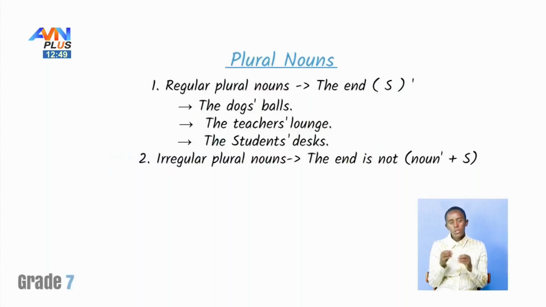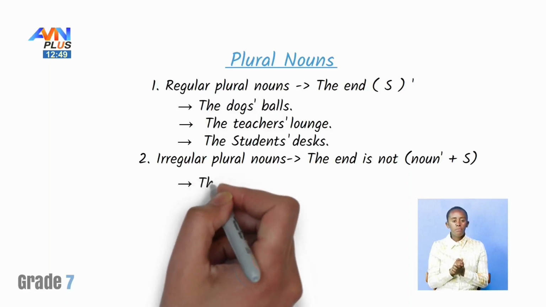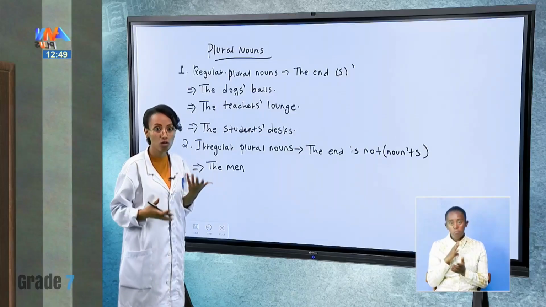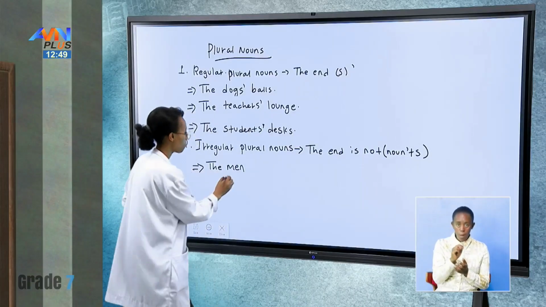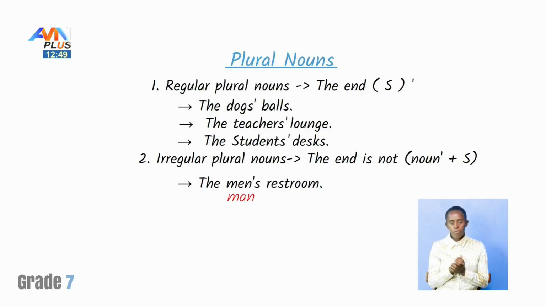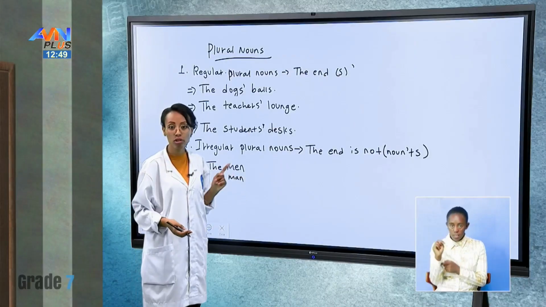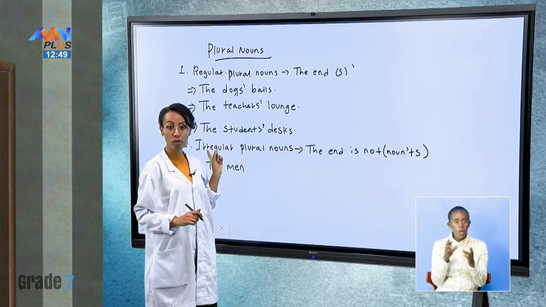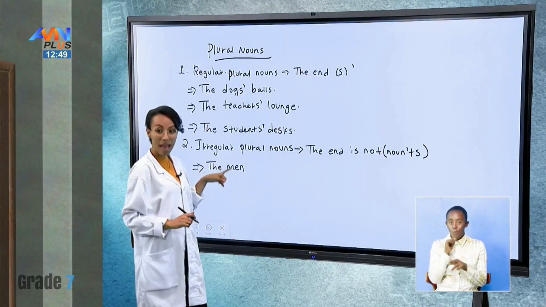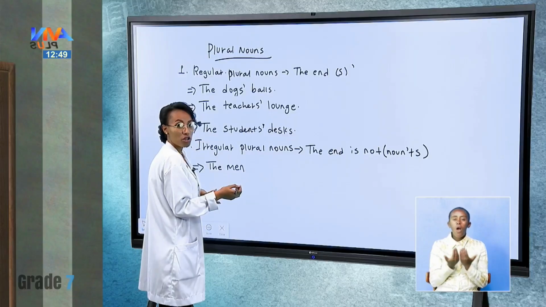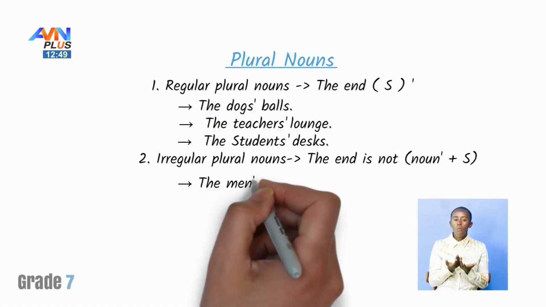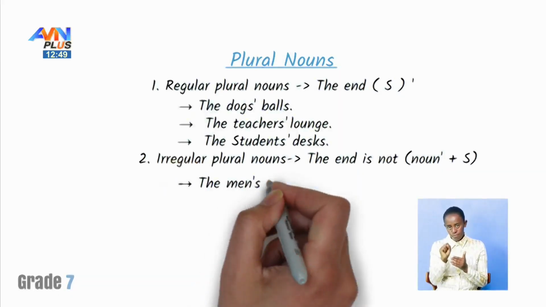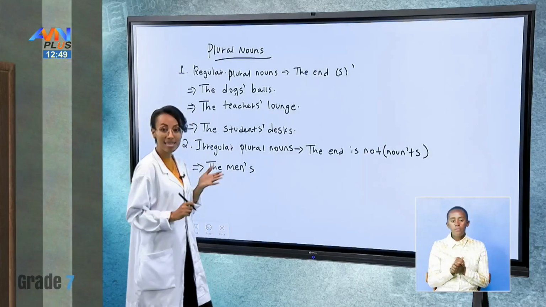Let's give an example. The men are what? Plural. Man is what? Man is singular, right? But men are plural. So this is an irregular plural noun. So the men, how do we show possession here? We add the apostrophe first, okay? We add the apostrophe first, and then we add S. The men's restroom.